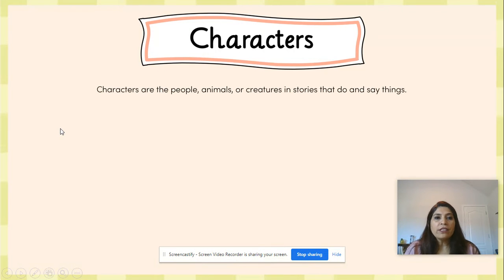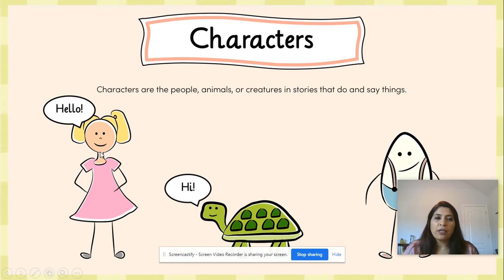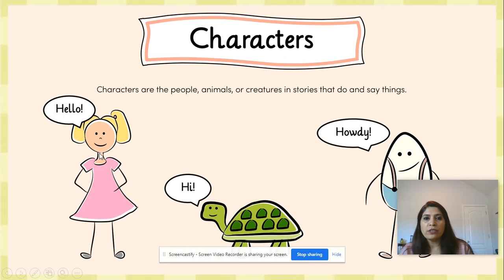All right, so characters are the people, animals, and creatures in the story that do and say things. A character can be a person, it can be an animal, it can be any creature. Sometimes even things can be characters in the story, because a good writer can use their imagination and bring the characters alive.